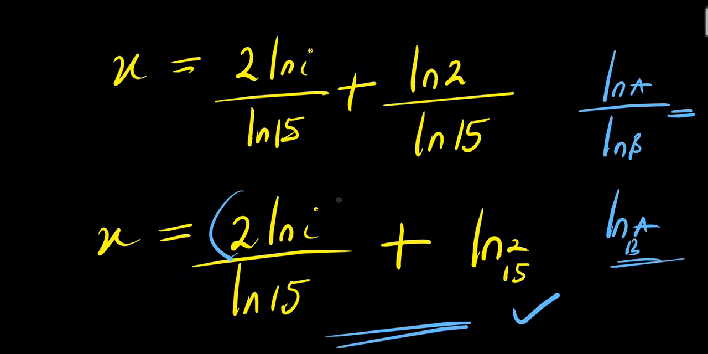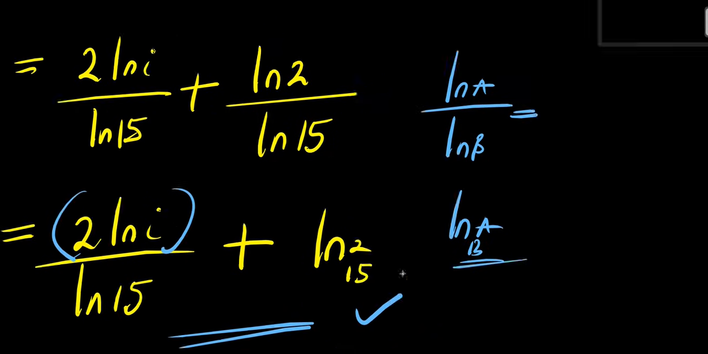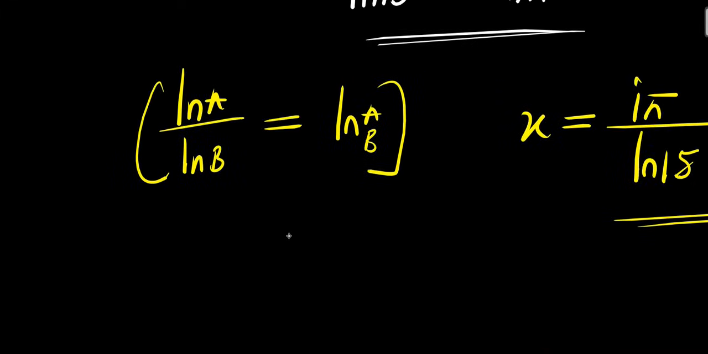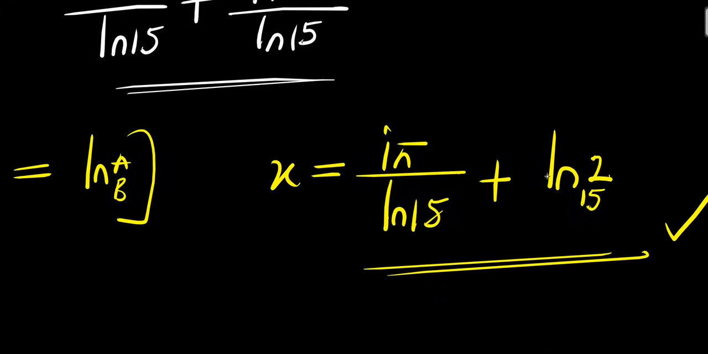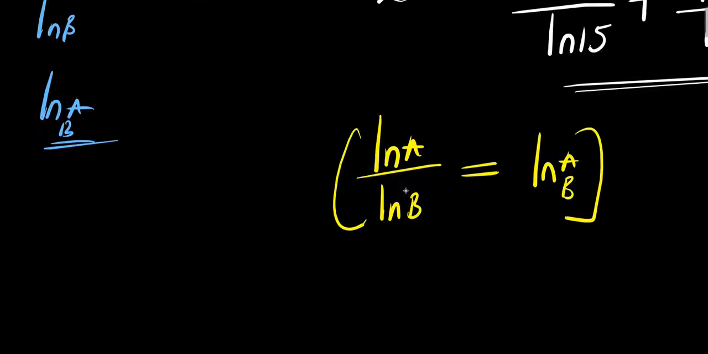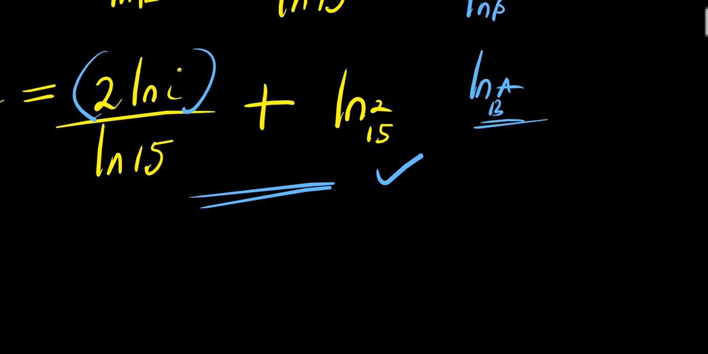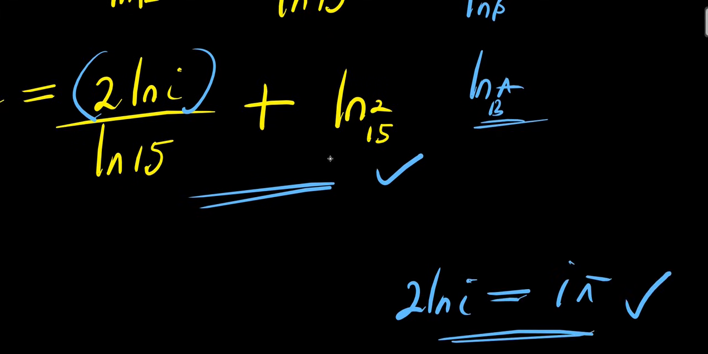Now here we have 2 times natural log i, but in this other part here, we have i times pi, but every other thing remains the same. So that means 2 times natural log i is the same thing as i times pi. So guys, this is it.